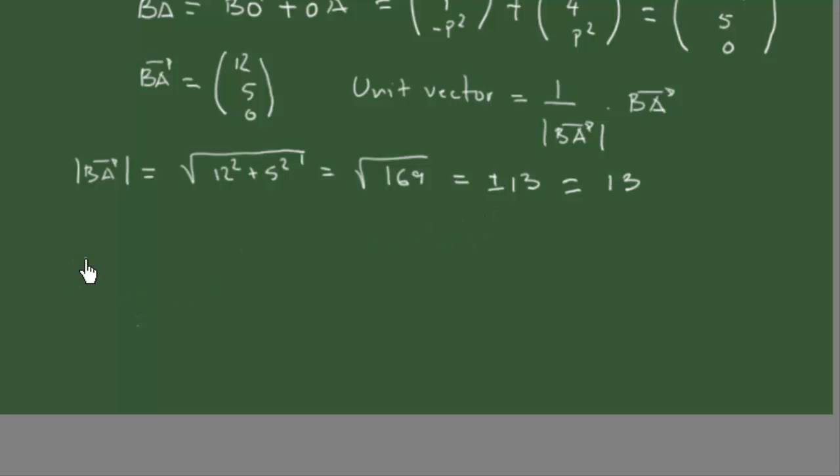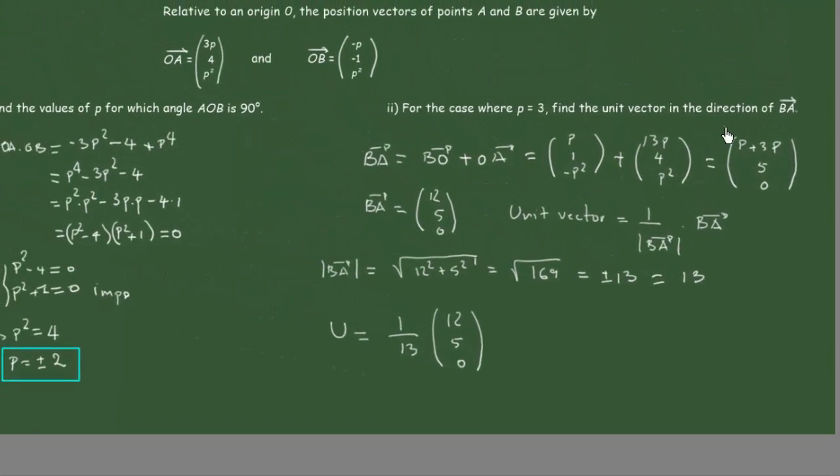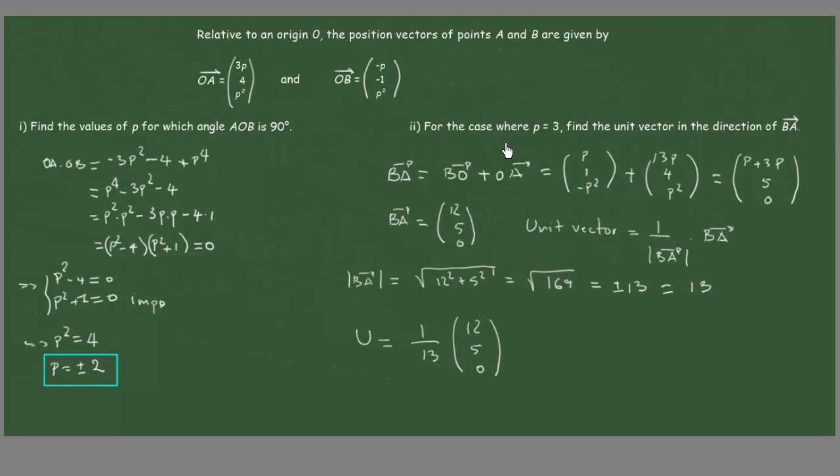So our unit vector, let us call it u, would be then 1 over 13 times the vector BA, which is here 12, 5, and 0. And that's the unit vector in the direction of BA in the case where P equals 3.